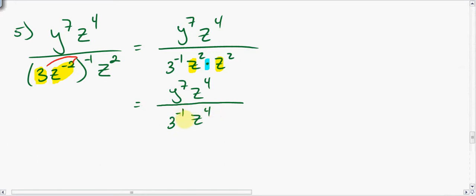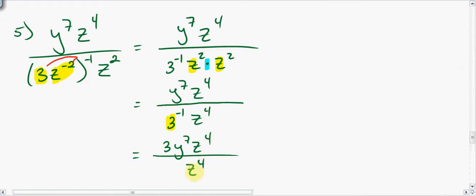Can't leave a negative in my answer, so the negative is part of this, it's attached to this 3. So I'm going to move this guy up to the numerator to make him positive. So I've got 3, y to the 7th, z to the 4th, over z to the 4th. So notice I did as much as I can here in the numerator and denominator before I started working with the numerator and denominator together. Alright, so in this step I was able to move the 3 up.